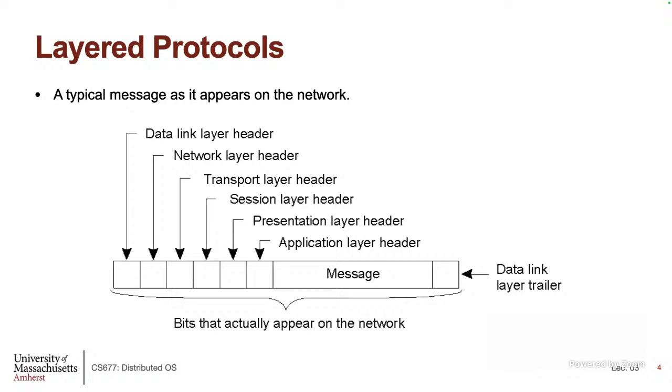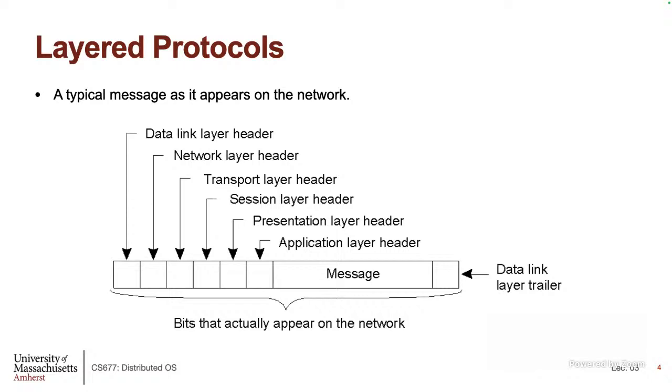Okay? This message box here is the actual message that the application sent. It could have been an HTTP message with the URL encoded in it. That's what a browser is trying to send to a web server. Now, when that message is handed over to, let's say, the application layer, presentation layer, transport layer, each of them adds a bit of information to that packet, which are called headers.